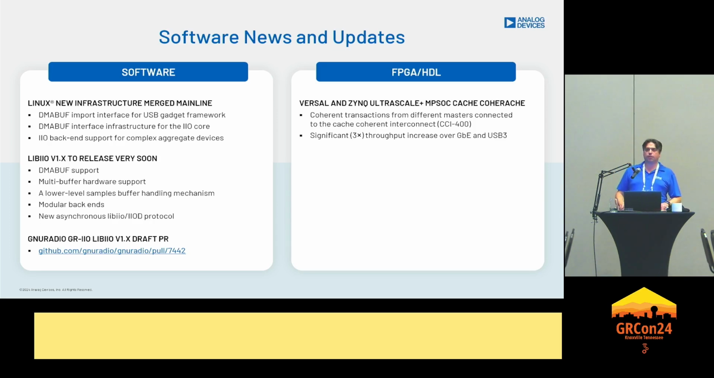DMA buff allows zero copy of buffers between where they are generated and where they are consumed or manipulated. You can also re-enqueue it into the kernel and stream it out over USB, for example. We also added the DMA import interface for the USB gadget framework. With that, we can now saturate basically every medium or transport that we find today.